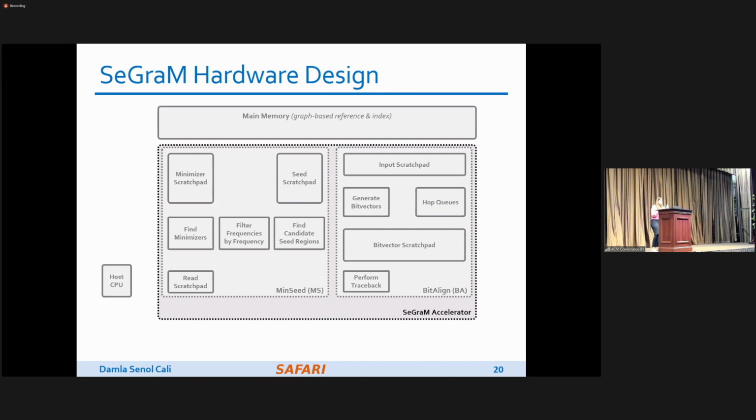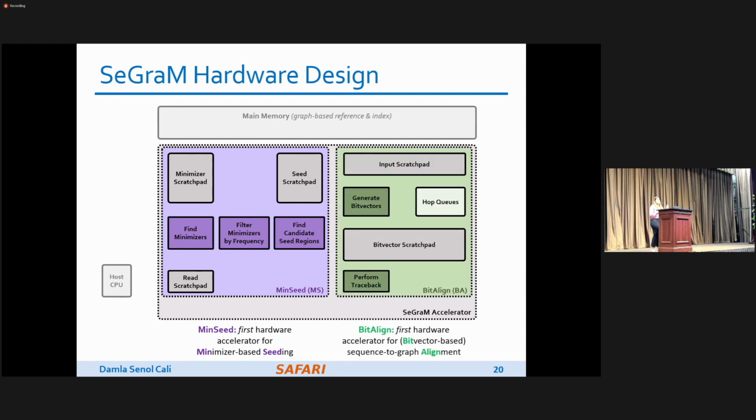When we look at the SeGraM hardware design, it consists of 2 main components. First, MinSeed, which is responsible for the seeding step, and it is the first hardware accelerator for minimizer-based seeding. And second, BitAlign, which is responsible for the alignment step, and it is the first hardware accelerator for sequence to graph alignment. Let's look at the high-level overview of SeGraM. Before SeGraM execution starts, as pre-processing steps, we generate each chromosome's graph structure, index each graph's nodes, and then preload both the resulting graph and the hash table-based index into the main memory. Both of these data structures are static, so we can generate them only once and reuse them for multiple mapping executions.